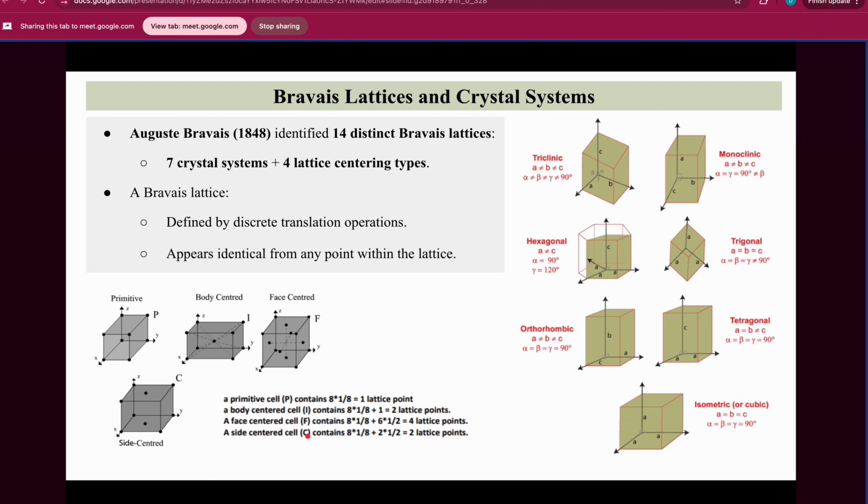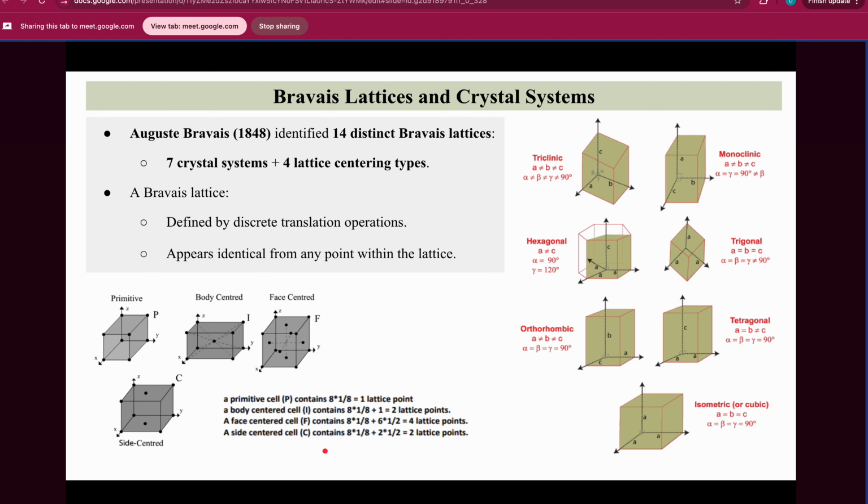Then if we talk about face centered, there are 6 faces in a 3-dimensional cubic structure. So the contribution of the corner lattice points will be 8 into 1 by 8, plus the face points. For example, let's assume this particular face. Another unit cell is present adjacent to it, so this lattice point is shared between 2 different faces of 2 different unit cells. That's why its contribution will be half. So the 6 lattice points present in the faces each contribute half, and it sums up to 4 lattice points.